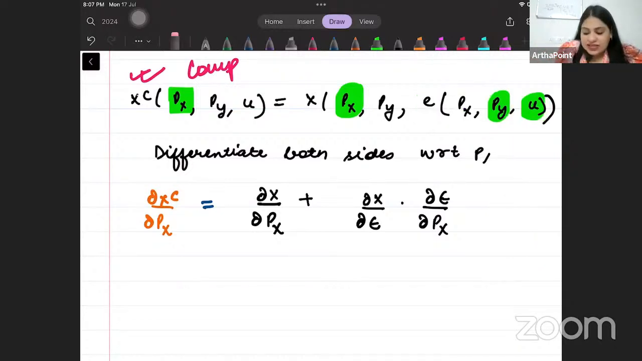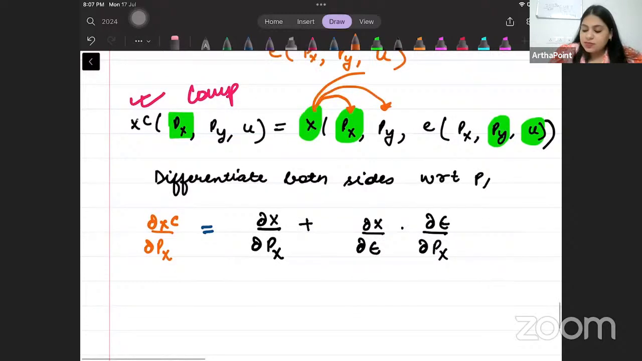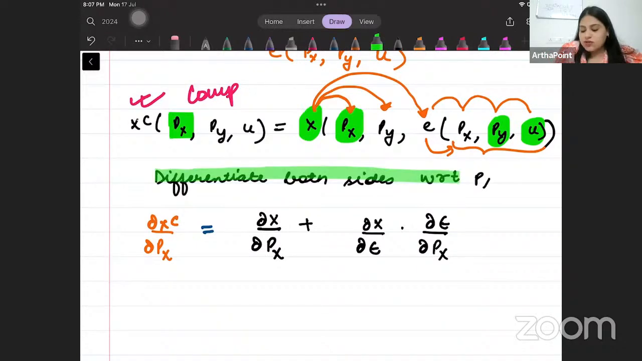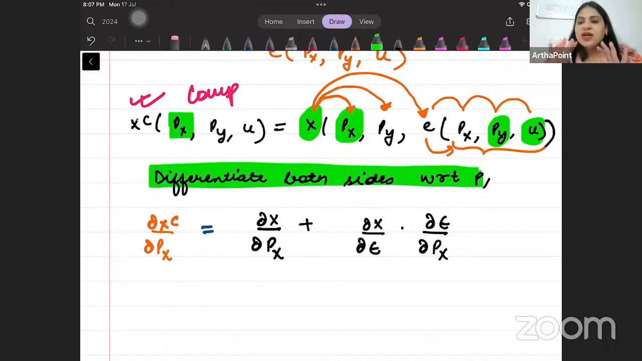I am saying X is a function of PX, and X is a function of PY, and X is a function of expenditure. Expenditure itself is a function of prices and utility. So expenditure is itself a function of these three things. Now, the aim is to understand how demand changes as price changes. In the background, this is the simple aim.